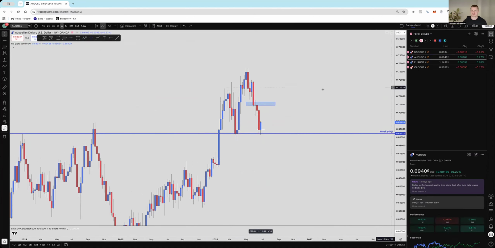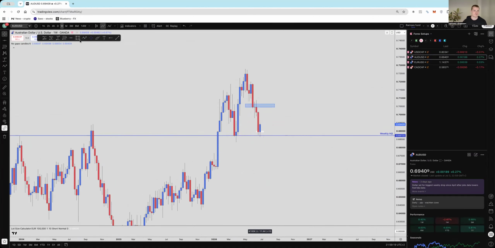Next one is Australian dollar, US dollar. What I can see is that we came from these lows, we tapped the lows, and we closed bullish. So the bulls clearly kicked in from this zone. Now what I can also see is that we have a bearish W. One, two, three, potential fourth, potential fifth leg.